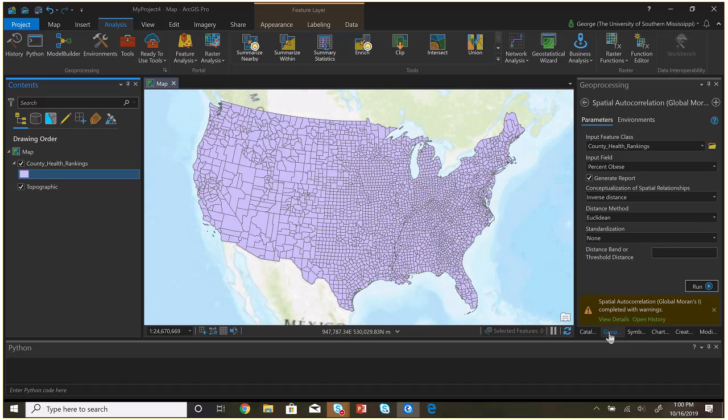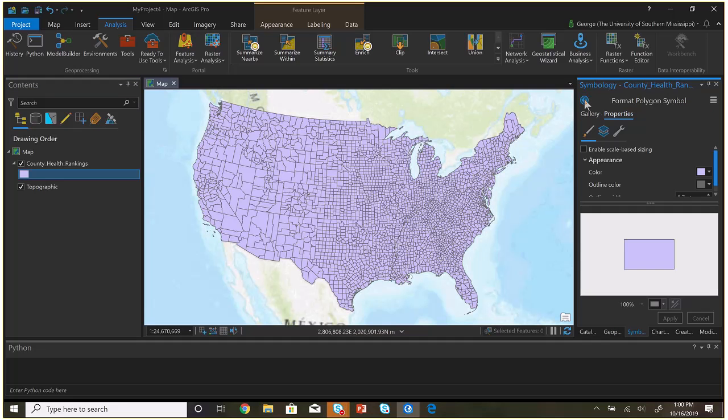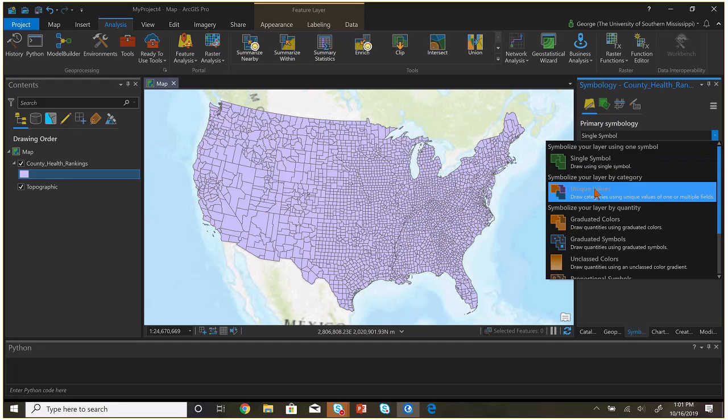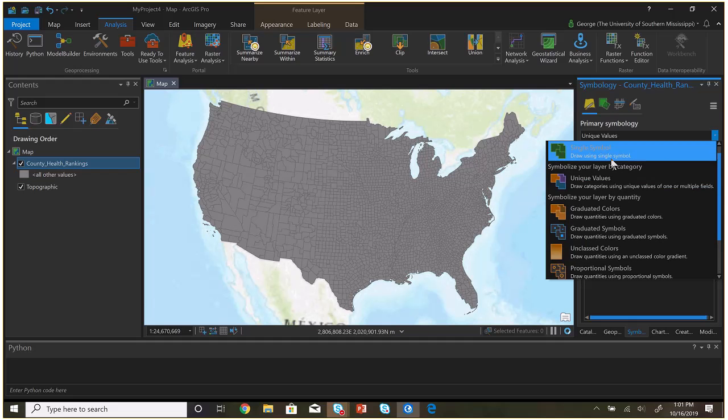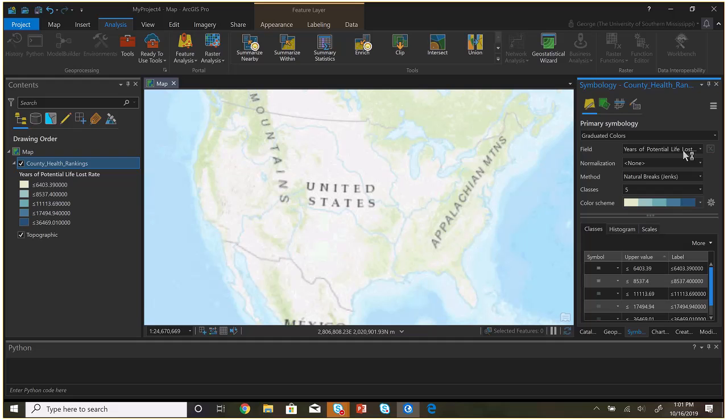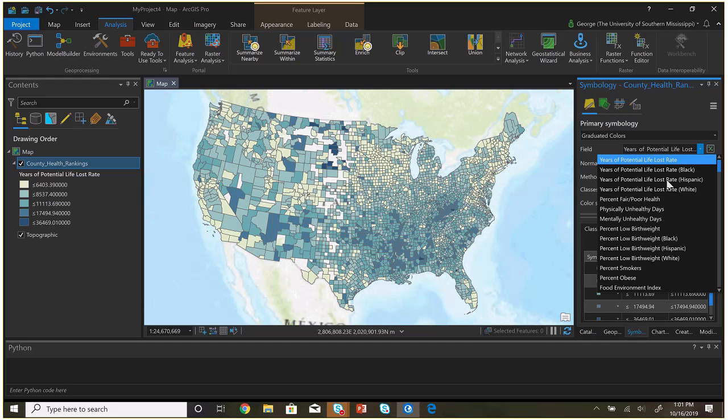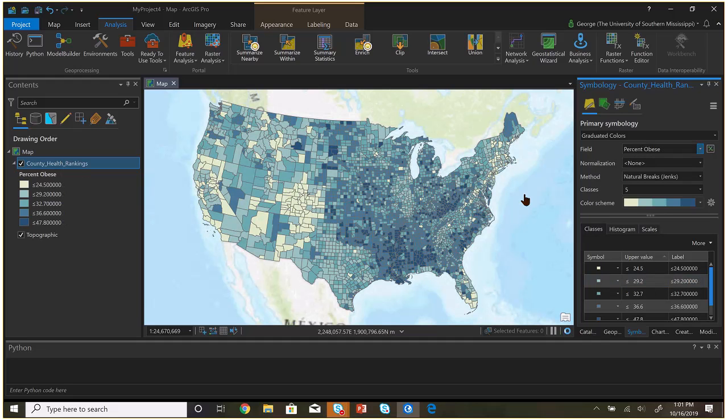That's pretty easy. Yeah. That would be interesting. So we could just make a map, right? That'd probably be the first step anyway, not unique values. Graduated colors and percent obese. Right? So we should have done that first. We look at it. Is that clustered, dispersed, random? But we just ran the test on it and found out that it's definitely clustered.